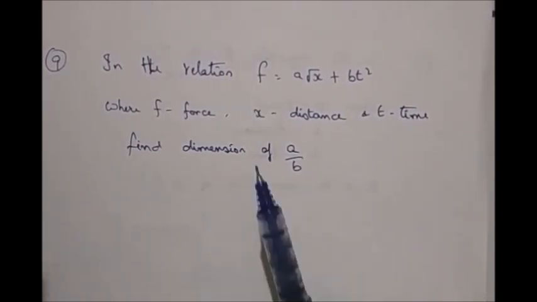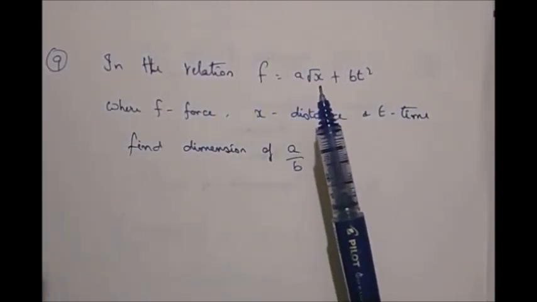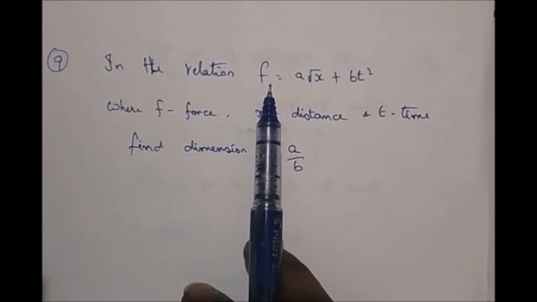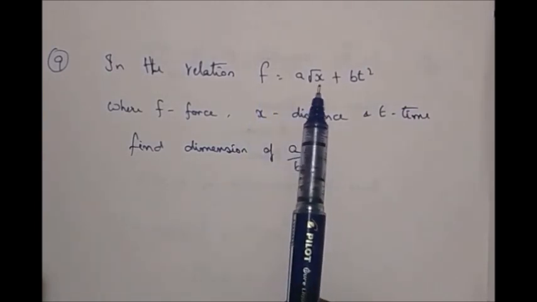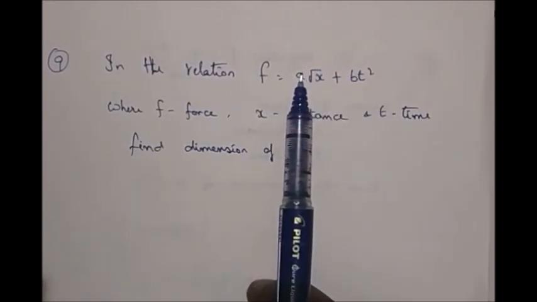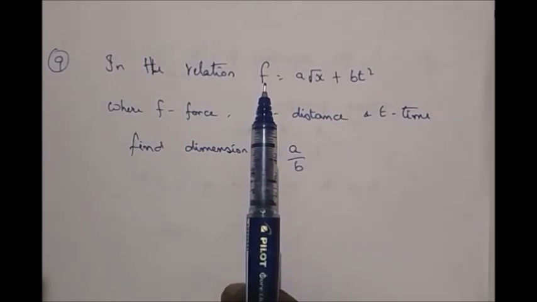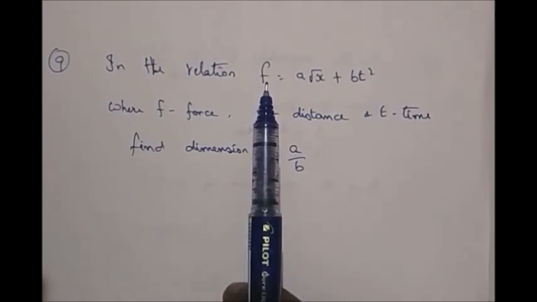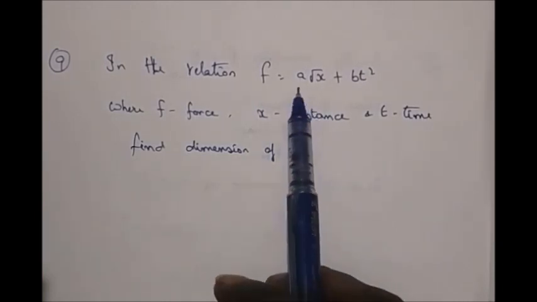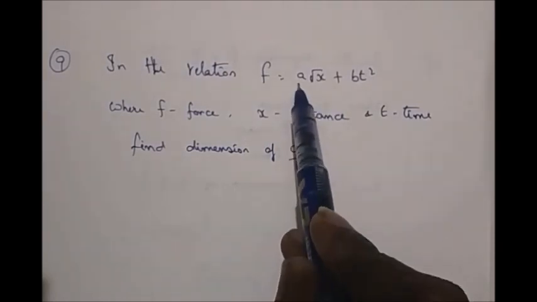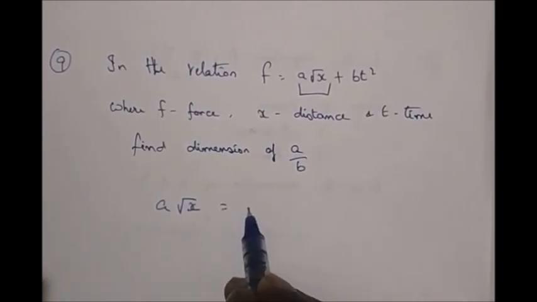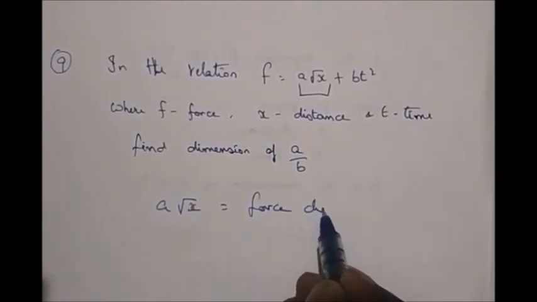So the same question has been written here in relation F is equal to A under root x plus B t square. Now remember this one, this is force. This is equal to force plus another force. This also should be force, and added together force plus force will give you the final quantity of force. So if you look at it dimensionally, this quantity should be fully equal to force itself. So we are going to write this one. This one is going to be equal to force. So A under root x is equal to force dimension.